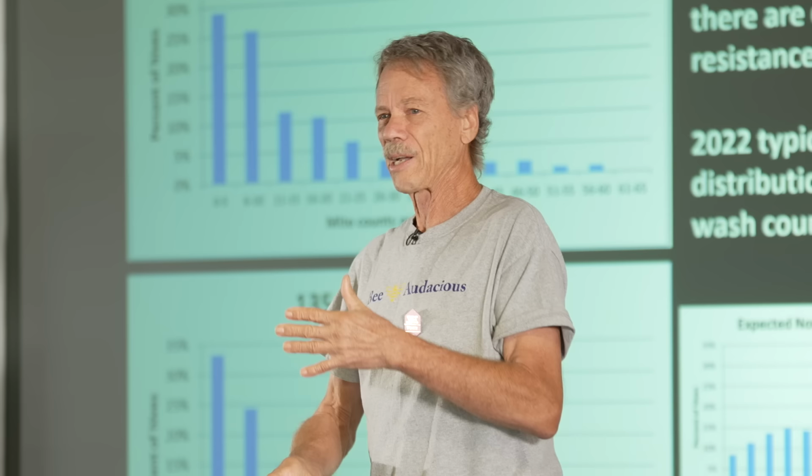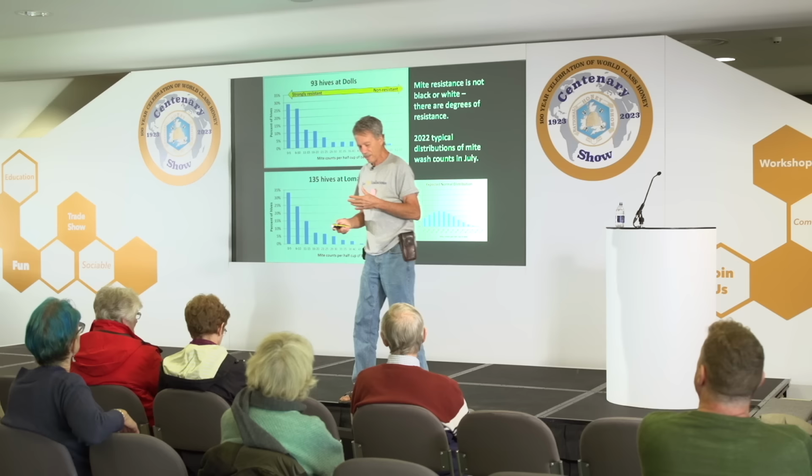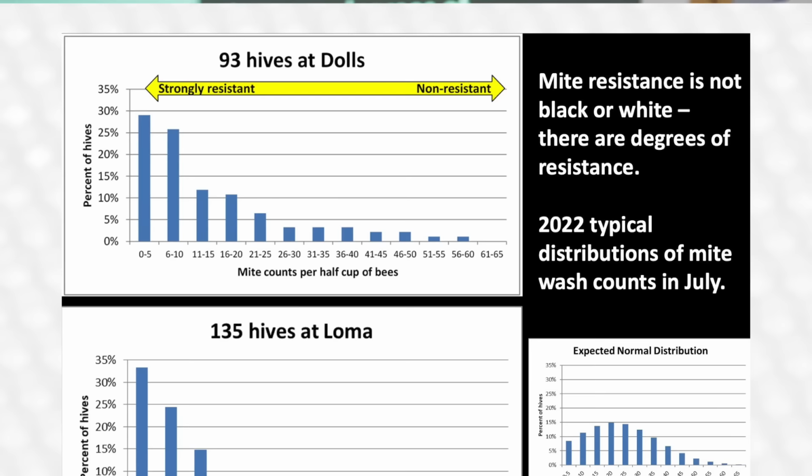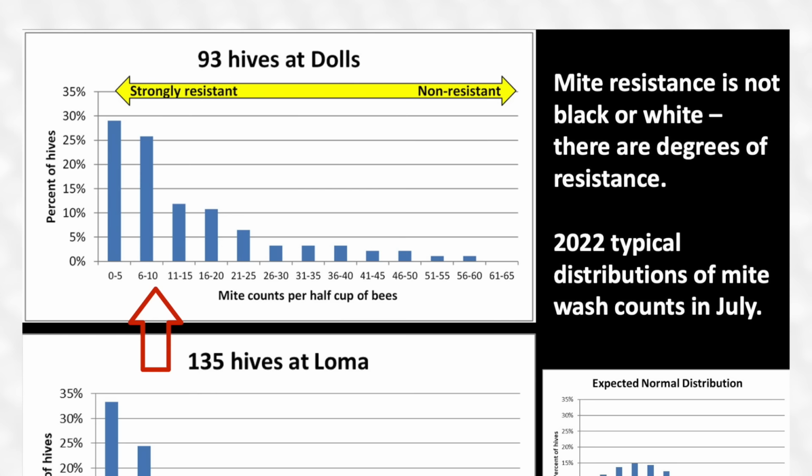We misidentified them. So this is what's interesting. When I look at these yards, this was in mid-July. This is the histogram of mite count. So the 93 hives, these columns add up to 93. And here are your mite wash counts, 0 to 5, 6 to 10, clear up to 56 to 60.